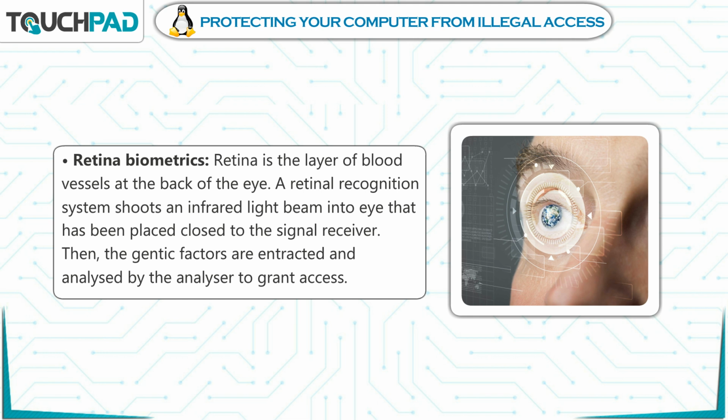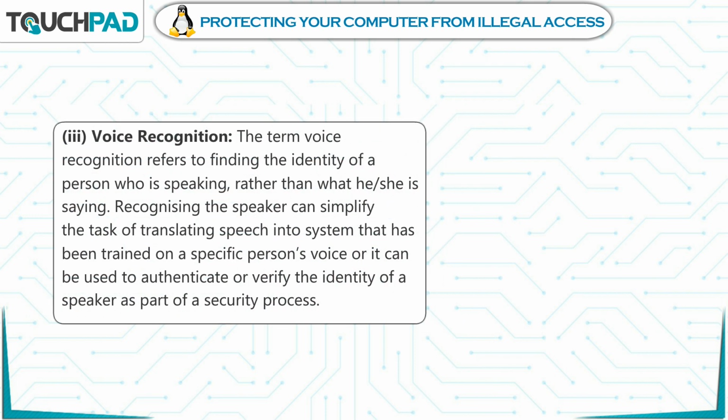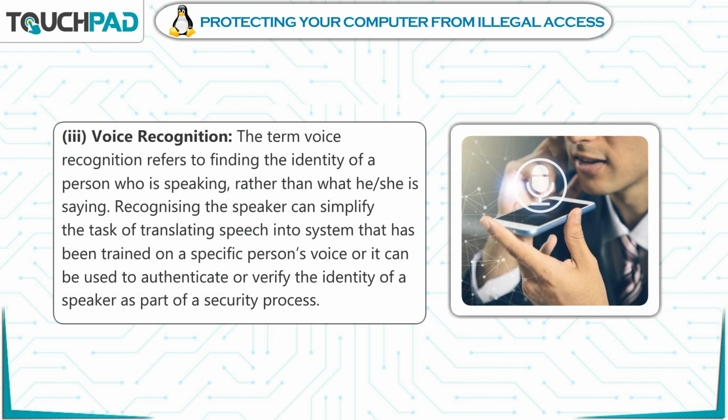A retinal recognition system shoots an infrared light beam into the eye that has been placed close to the signal receiver. Then the genetic factors are interacted and analyzed by the analyzer to grant access. Third, voice recognition. The term voice recognition refers to finding the identity of a person who is speaking, rather than what he or she is saying.